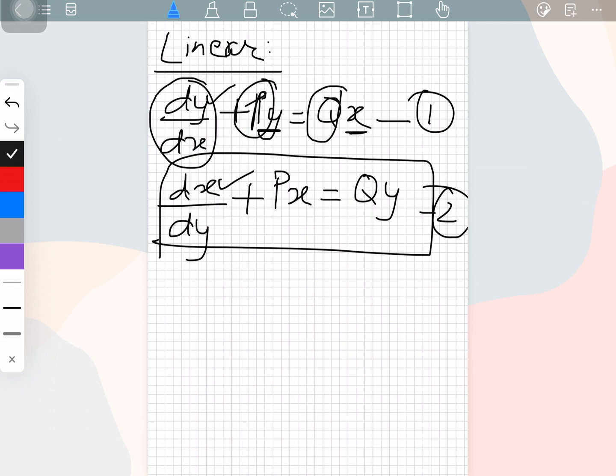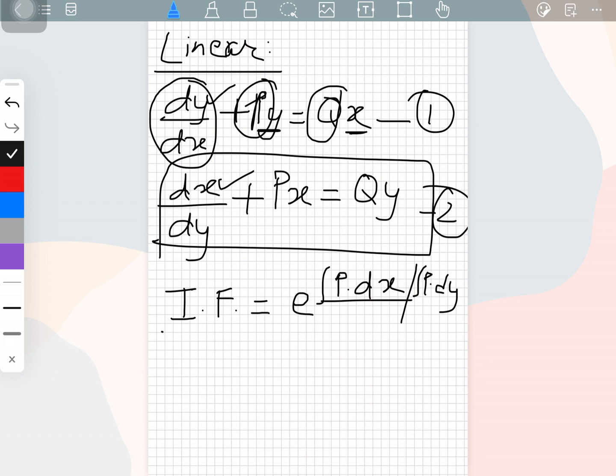And then we get to learn about something known as the integrating factor, or let's say IF. So what IF is: IF is equal to e to the power integration of p dx, or in the other condition it would be p dy. If p is expressed in terms of x, then it would be dx, or else dy. I'm going to give examples so that you understand it even better.